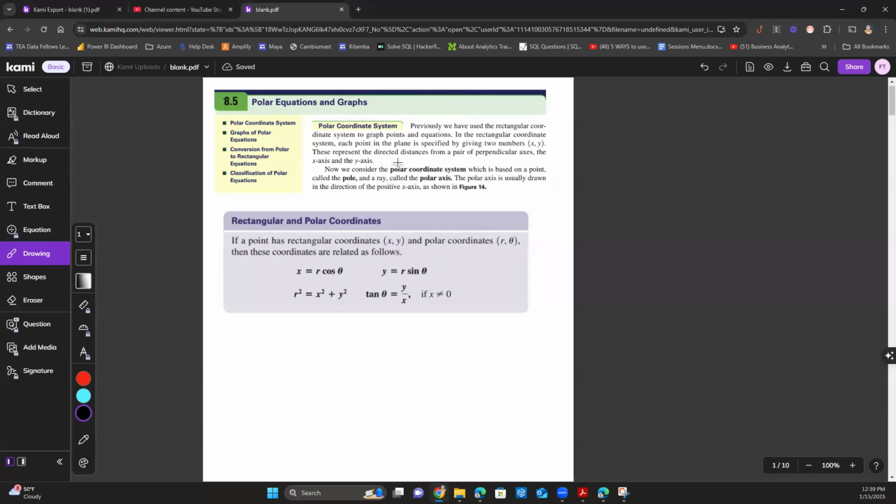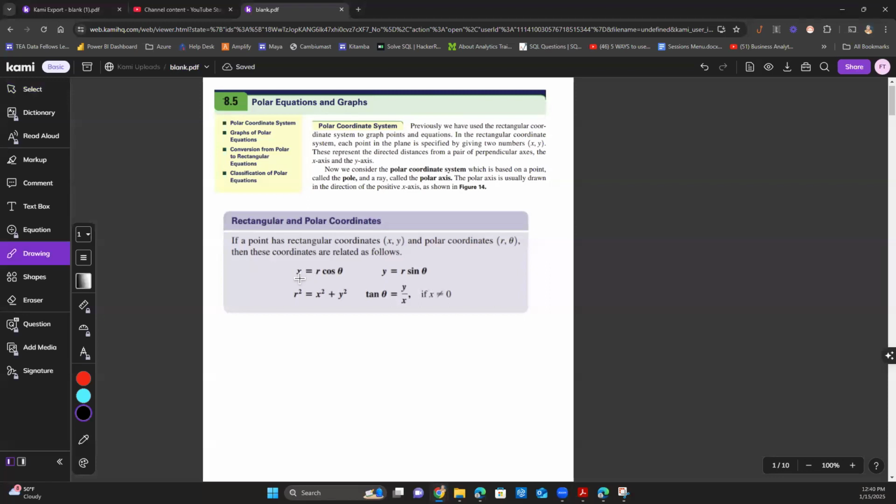When we talk about the polar coordinate system, the center of the system is called the pole. Then we will have a ray called the polar axis, and we're going to see examples of the polar coordinate system. The rectangular coordinate system uses x and y, but polar coordinates use r and theta. And we must know the relationship between the rectangular coordinate system and the polar coordinate system.